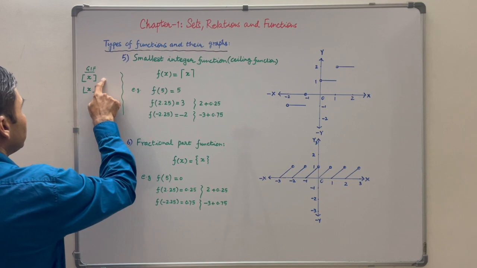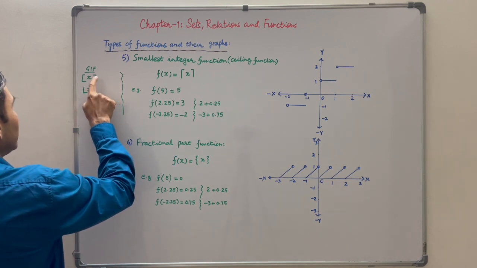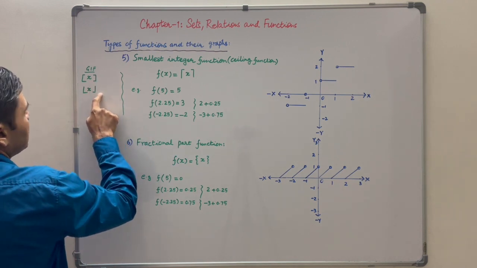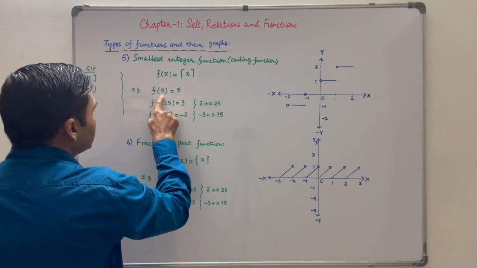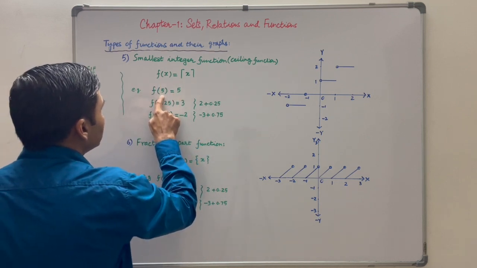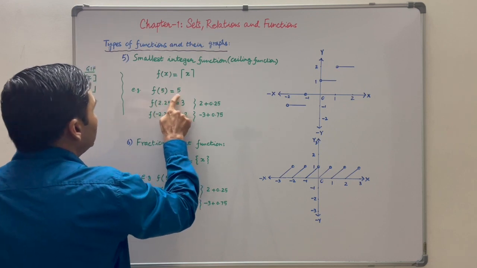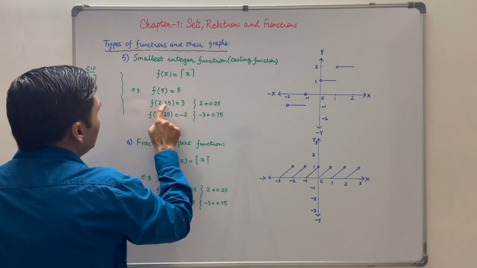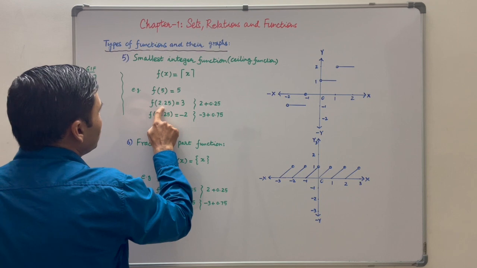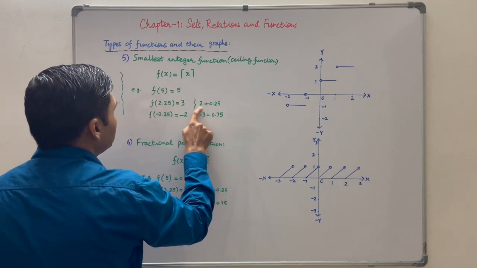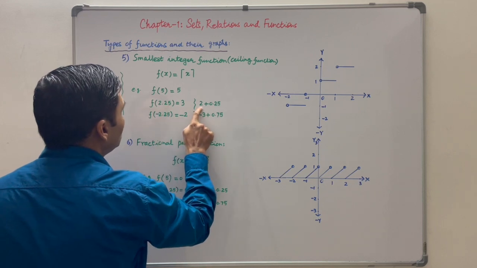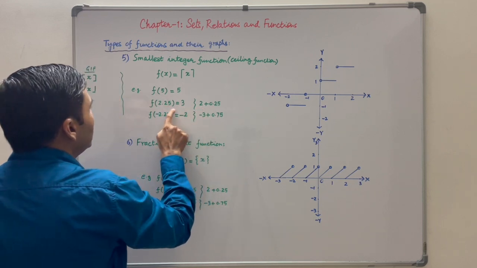Remember, greatest integer function can be represented by either this symbol or this symbol. Now consider x equal to 5. So smallest integer which is greater than or equal to 5 is 5. Consider x equal to 2.25. So 2.25 can be written as 2 plus 0.25. So smallest integer which is greater than this will be 2 plus 1, that is 3.